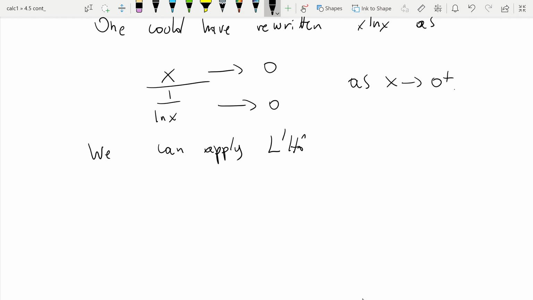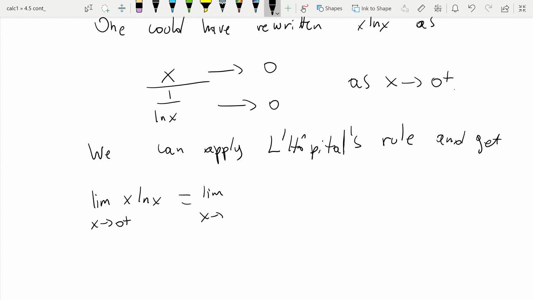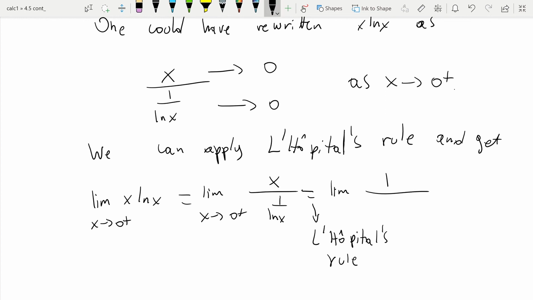Applying L'Hopital's rule to get the limit that we want to compute, namely x times natural log of x is the same as the limit as x approaches 0 plus of x over 1 over natural log of x, which would be equal, according to L'Hopital's rule, to 1, which is the derivative of x, divided by minus 1 over natural log of x squared.